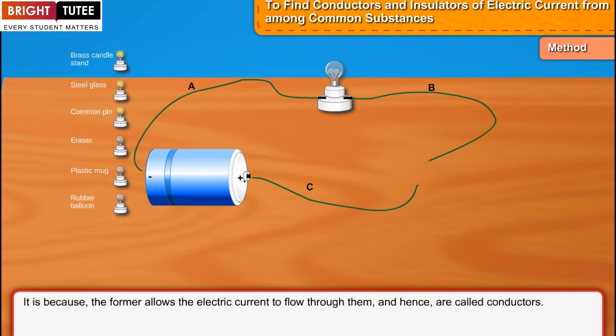It is because the former allow the electric current to flow through them and hence are called conductors. The latter do not allow the electric current to flow through them and hence are called insulators.